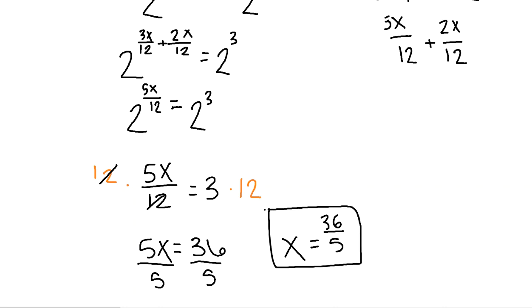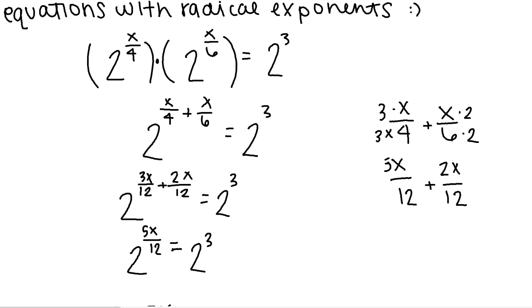It's weird because we're not used to, first of all, getting ugly fractions as answers, and this is something that is very new to all of us, but that is how you solve them. Which means if I were to take that 36 over 5 and plug it into my very original problem here and here, and then simplify all, it would be a lot of work, but we would end up with 2 to the third power, which is 8.